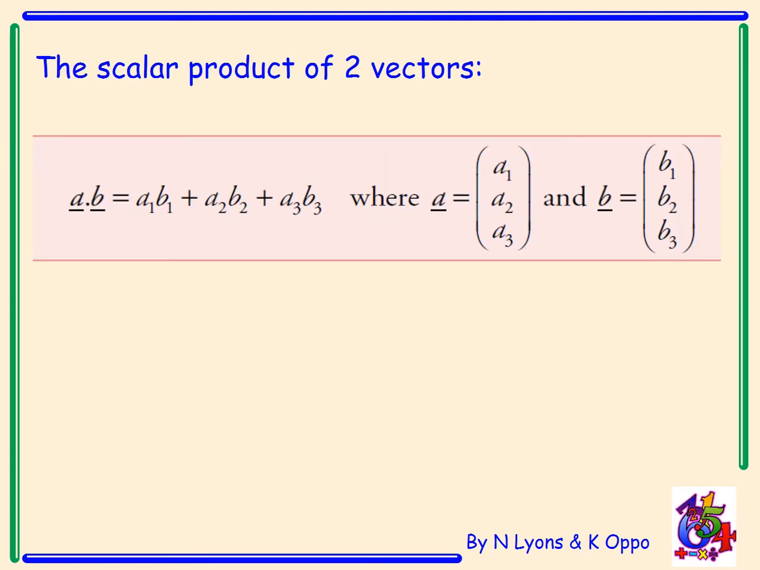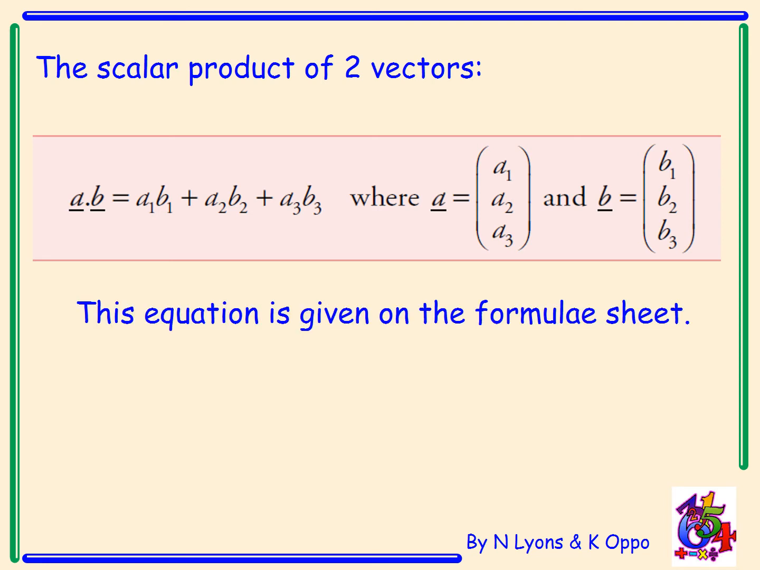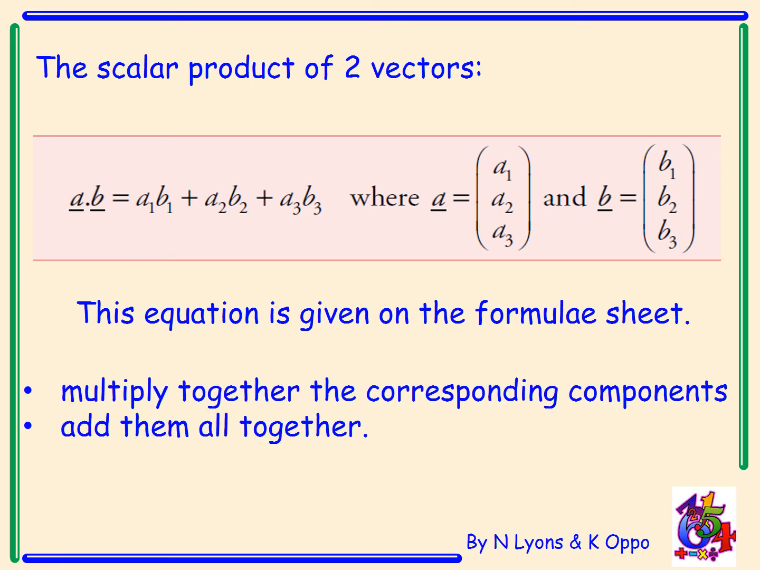So the scalar product of two vectors is given by the equation a dot b equals a1 times b1 plus a2 times b2 plus a3 times b3, where a is the vector in component form a1, a2 and a3, and b is the vector with components b1, b2, b3. And that's a bit of a mouthful, but it's given in the exam, it's given on the formula sheet. Basically what it's saying is to find the scalar product of two vectors, multiply together the corresponding components, and then add them all together.